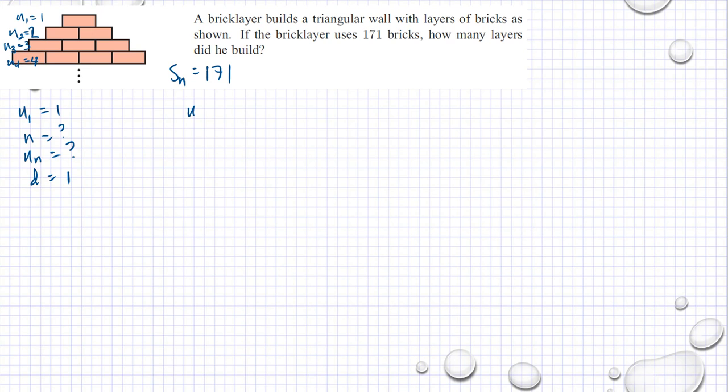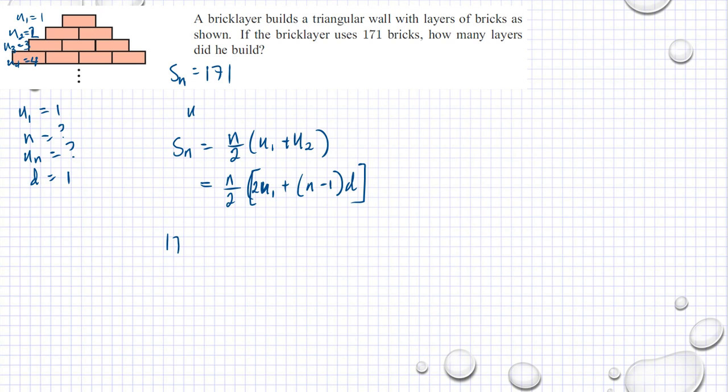Okay, so if we find S sub n, it is equal to n divided by 2, u sub 1 plus u sub n. We don't know our n, and we don't know our u sub n. Then we can use the other formula, 2 u sub 1 plus n minus 1 times d. We can use that because we don't know what n is, but at least we know what u sub 1 is and what the difference is.